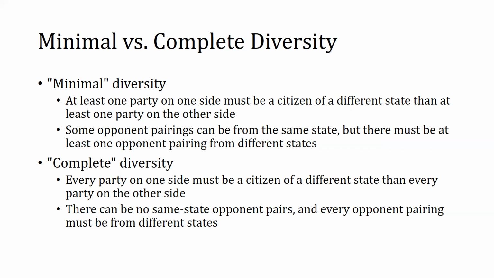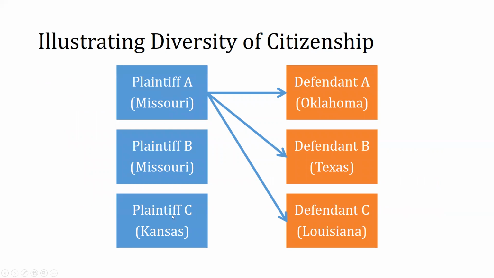So these are two different ways of looking at what diversity of citizenship means. So now we've got to figure out which one it actually is, right? And here's a couple of illustrations to show you what that might look like. Imagine three co-plaintiffs suing three co-defendants. We need to look at every single pair, which means 9 pairings.